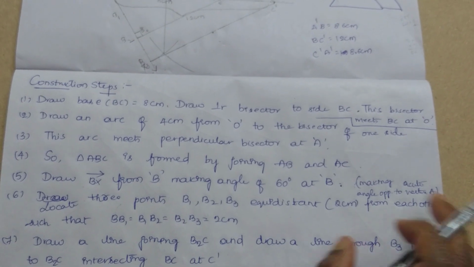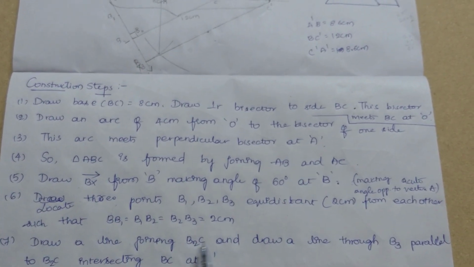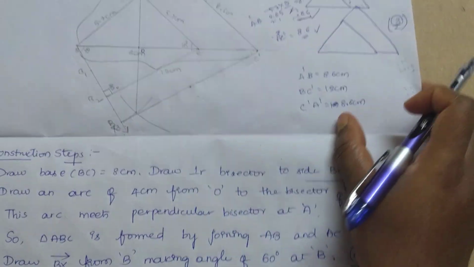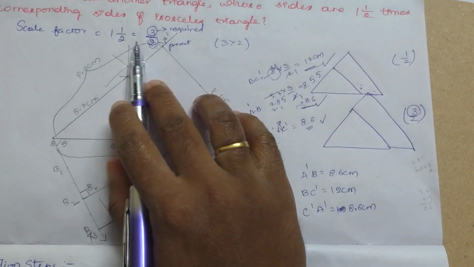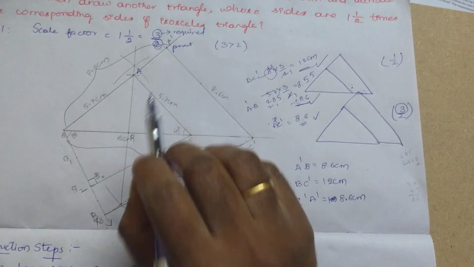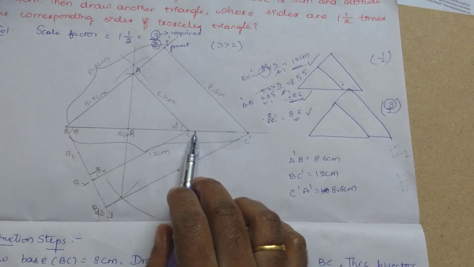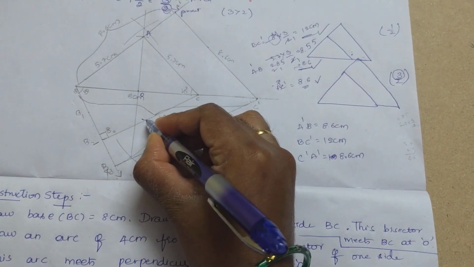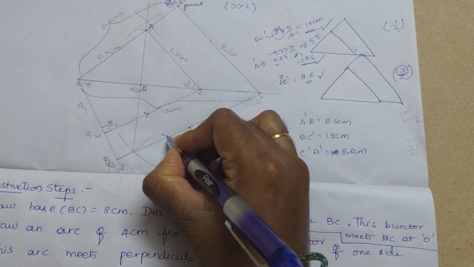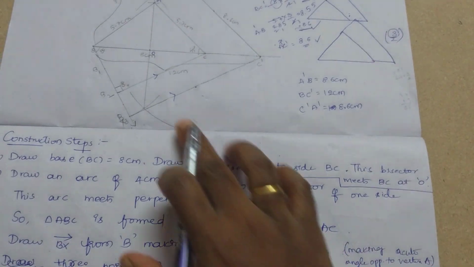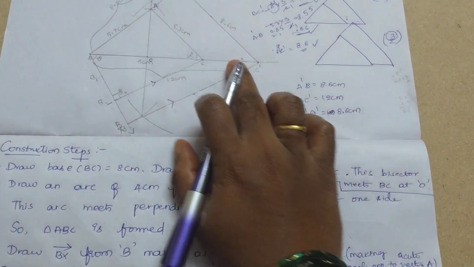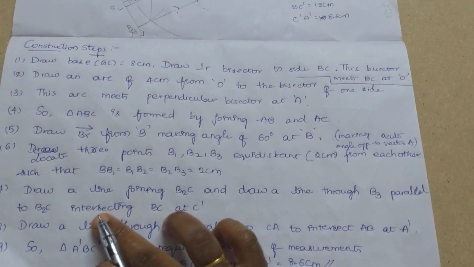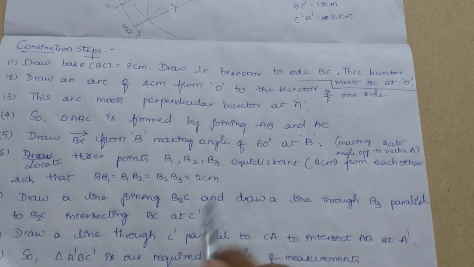Okay, after that, draw a line joining B2 to C. Why have we drawn it like that? Because the scale factor denominator value is the present triangle. So from B2 to C I have drawn a line. After that we have drawn a line parallel to B2C through B3 such that this parallel line meets BC at C dash. See here, the line through B3 parallel to B2C intersects BC at C dash.